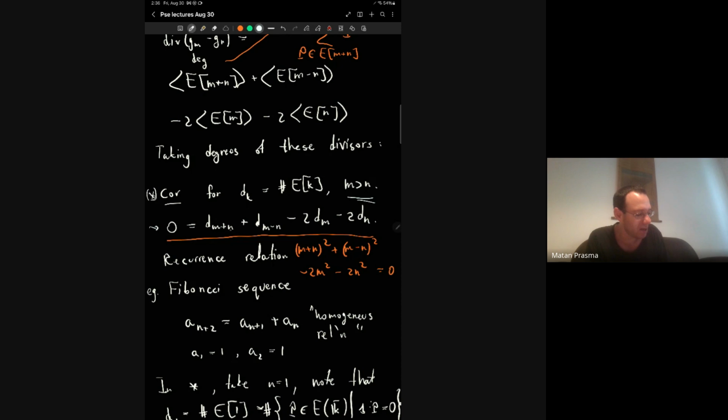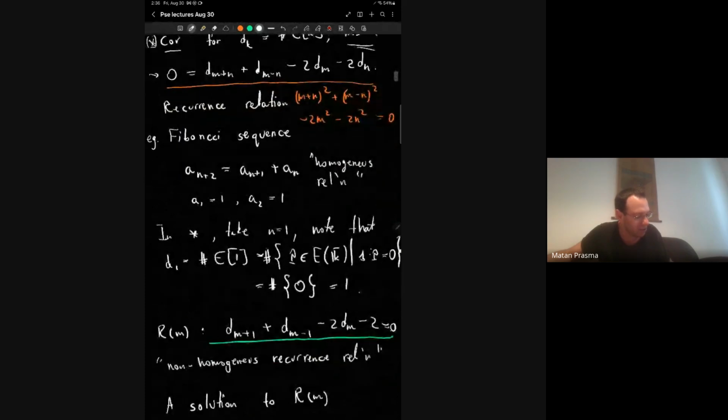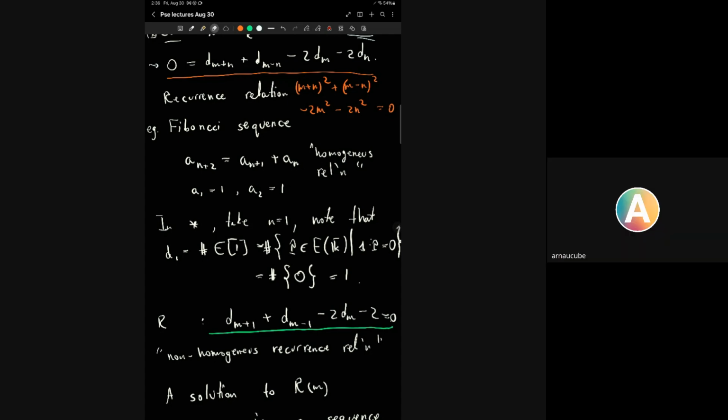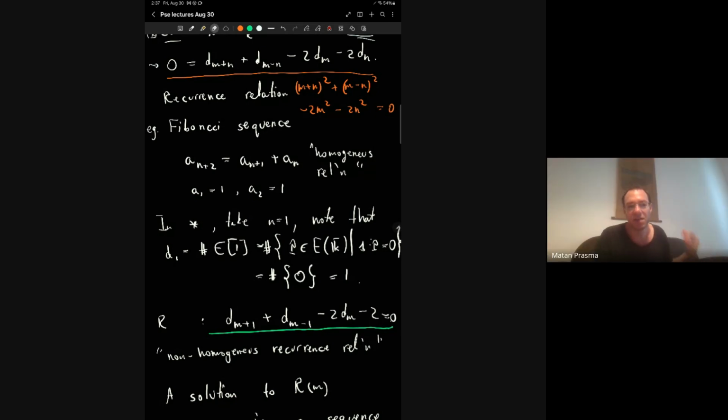Then, in particular, I can substitute n equals 1. And then I get a relation, what we called r. I just substitute n equals 1. I get d(m+1) plus d(m-1) minus 2 d(m) minus 2 is equal to 0. You see, that's the relation, and then I start solving. So from this point, yeah. Okay, so this is the connection.